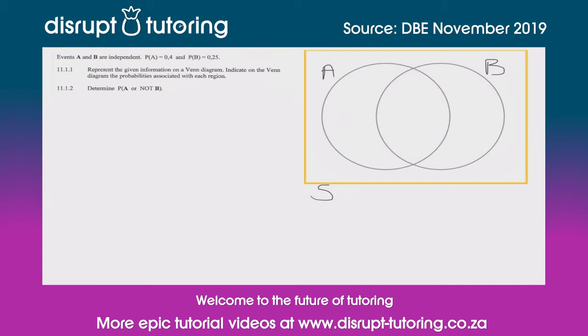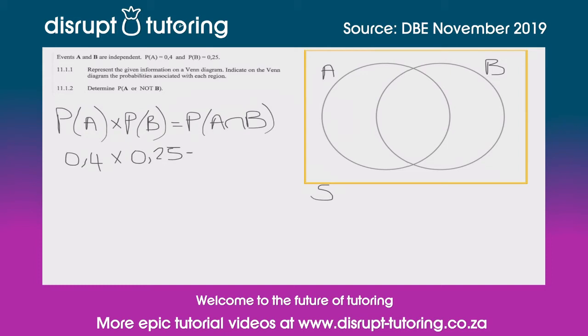Now, what we're going to do is use this very important information that A and B are independent. Now, remember, when two events are independent, we know that the probability of A times the probability of B is equal to the probability of the intersection. Now, with that in mind, we can calculate the probability of the intersection. So we can say that 0,4 times 0,25 is equal to our intersection. We plug that into our calculators and we get that the probability of the intersection is going to be 0,1.